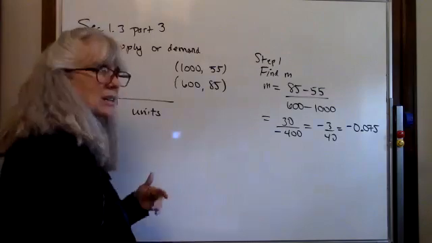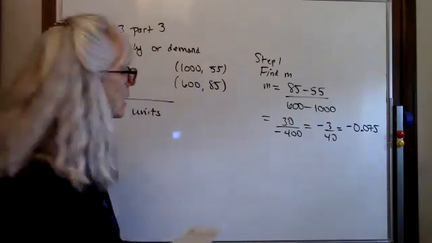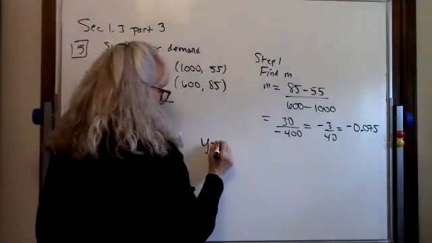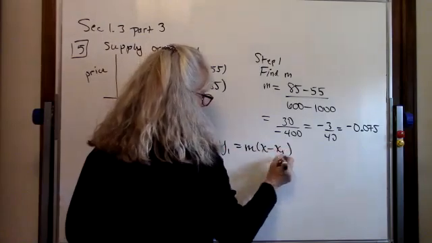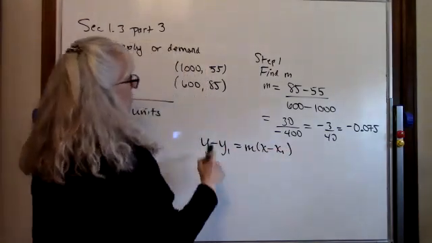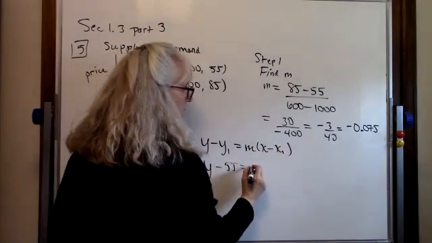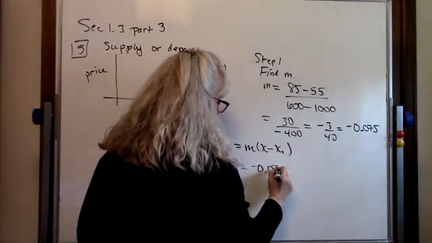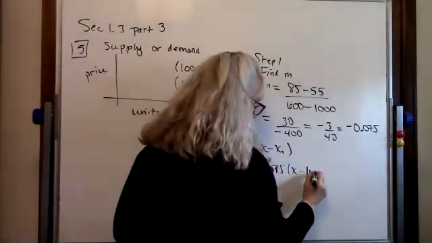This time they didn't give us the y-intercept. So we're going to go to the point slope form to write the equation of the line. So we're going to backtrack to that y minus y1 equals m times x minus x1. You can use either point. I'll just use the first one I pick up. So y minus 55 is equal to negative 0.075, and then we'll have x minus 1,000.